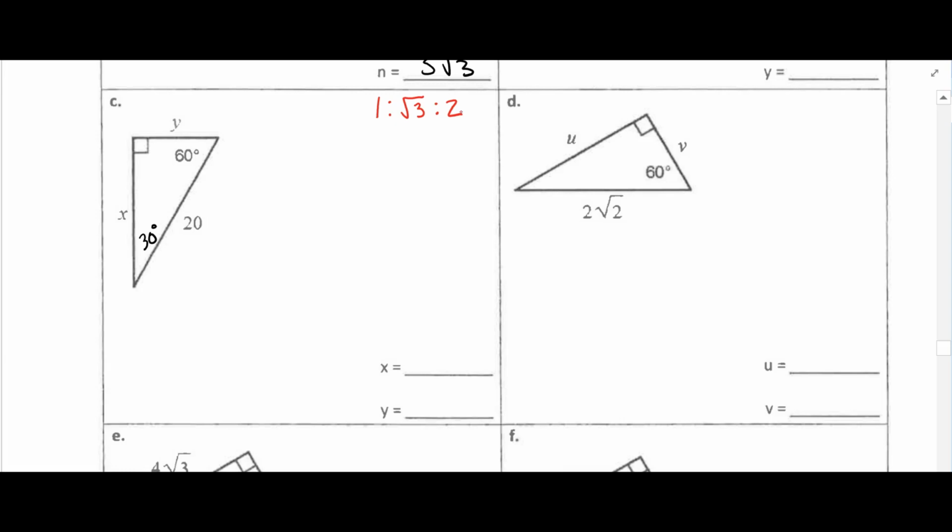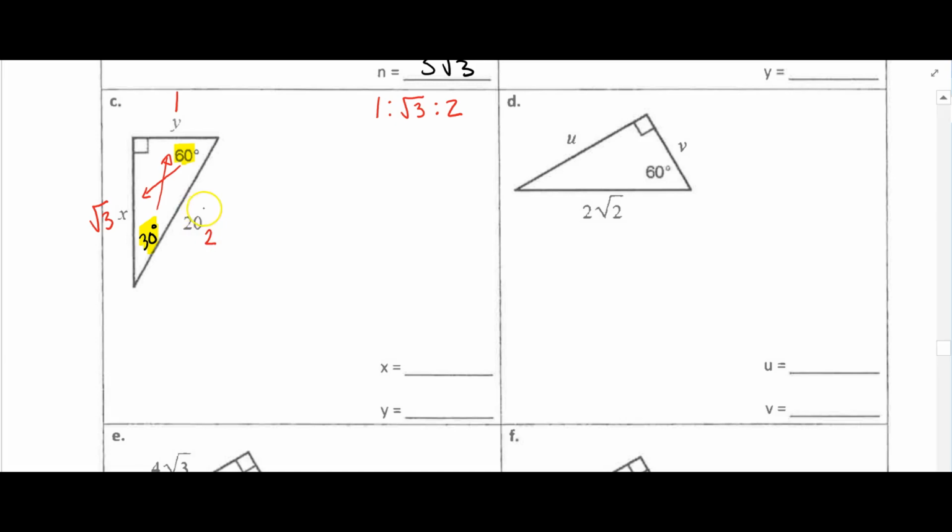I always like to write this here. So here's my 30-degree angle. Opposite it is going to be my short side, so that gets a 1. Then here's my 60-degree angle, so opposite that side is going to get the √3, which means that my 20 is my hypotenuse. It's opposite the right angle, and that's going to get my 2.